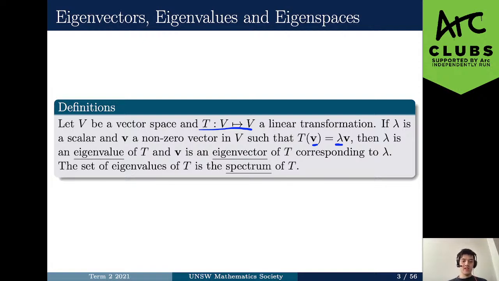Since any linear transformation can also be represented by a matrix, I can similarly define eigenvalues and eigenvectors. Oops, I should keep that consistent. Let's make that V. I can similarly have eigenvectors and eigenvalues for matrices, pretty much exactly the same thing. The set of eigenvalues of T is the spectrum of T.